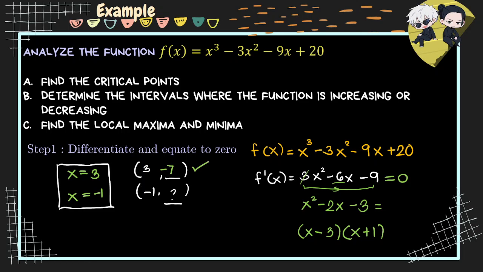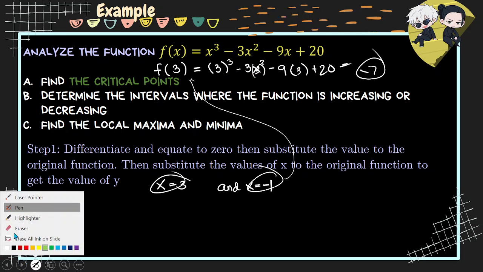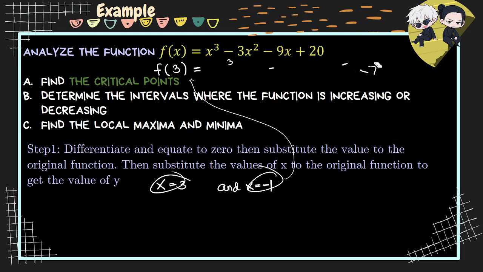So, meron na tayong isang critical point. Ito na lang ang hahanapin natin. So, if we substitute f of negative 1 on the function, let's try. Substitute negative 1 here. Therefore, magkakaroon tayo ng negative 1 cubed minus 3 times negative 1 squared minus 9 times negative 1 plus 20. So, what's the answer? Try on your calculator. The answer is 25. Okay?